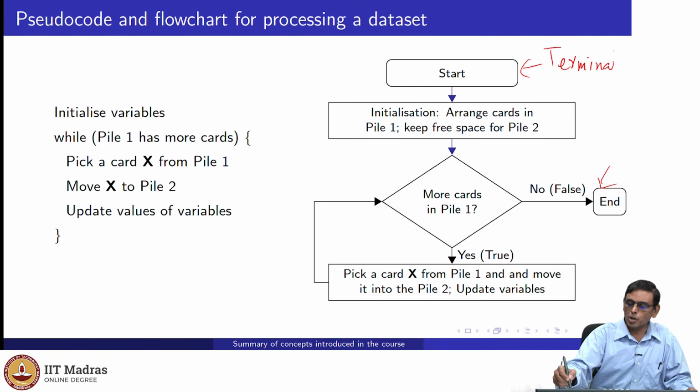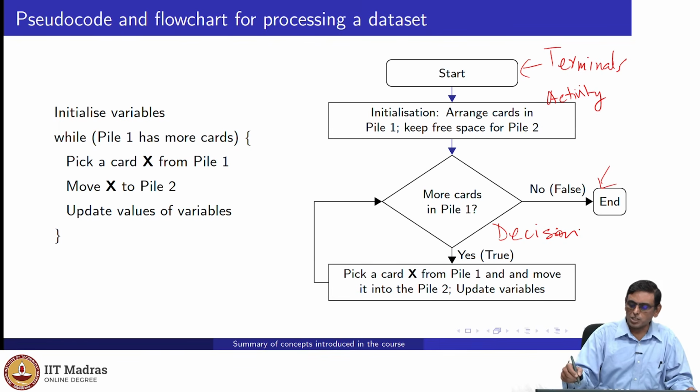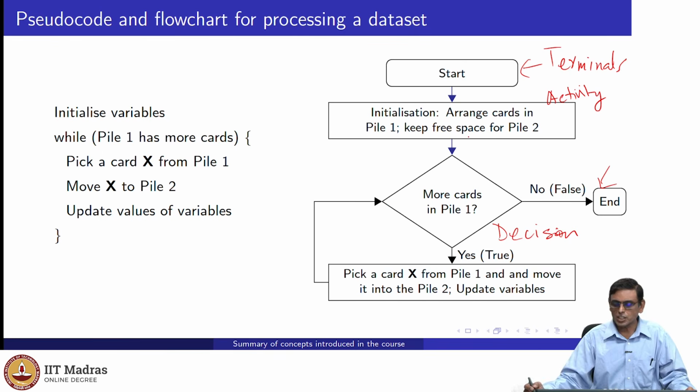Then we saw the square boxes, which are processes or activities. And then there is this decision box, right? This is a diamond. So you can have diamonds which are basically decision boxes, and then you can connect the boxes using these arrows, and that's how you make flowcharts.